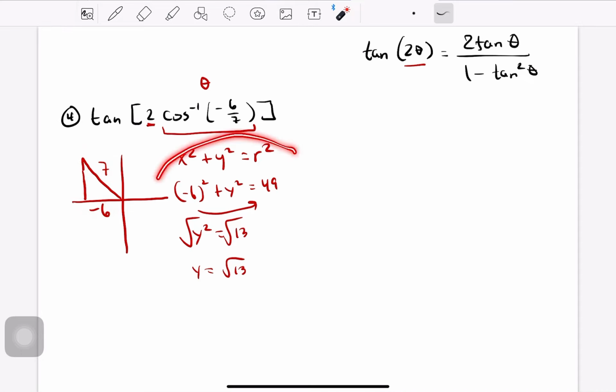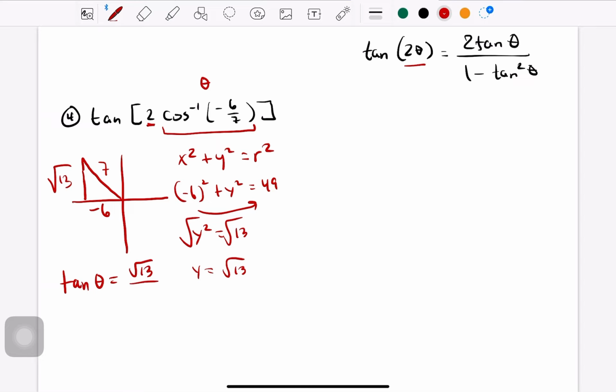In order to do that, we do the Pythagorean theorem, and we end up with y is equal to radical 13. At this moment, you should pause the video if you want to copy some of this stuff down, and then proceed. At this point, we want to go ahead and get the tangent of this diagram, because this is what we're going to use for the formula. So tangent theta is equal to radical 13, which is y, over x, negative 6.